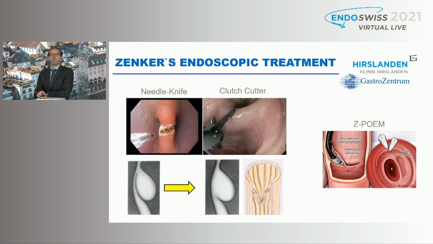With the Z-Boehm, we have the same technique, and we have even the opportunity to do the myotomy longer, or as long as we want to, which might be a very good point for especially small diverticulums, as we can't cut a lot of muscle at small diverticulums with the needle knife technique.